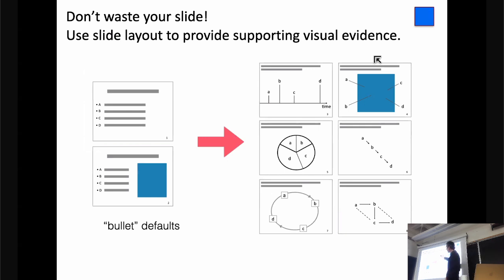So, you know, the PowerPoint defaults are like title, bullet, bullet, bullet, bullet, and a tiny little part for graphics. And standard advice is blow all that away and use most of your slide for the graphic and just a little bit of space at the top for the assertion, for the main point in sentence form of what you want to communicate. So this slide is actually a good example of a slide. Use the slide layout to provide supporting visual evidence. And then here's the visual that supports this.